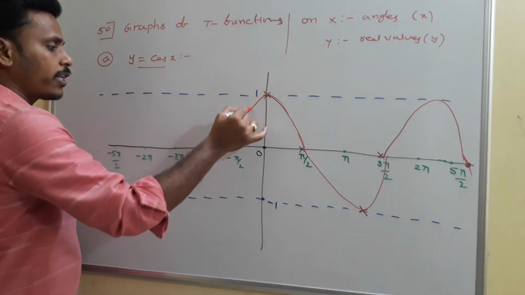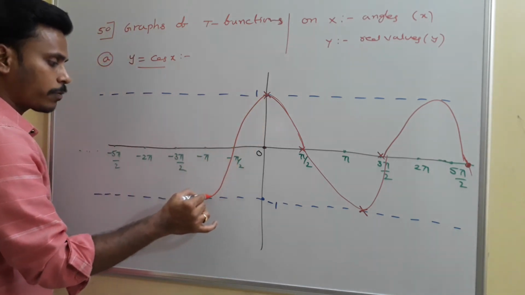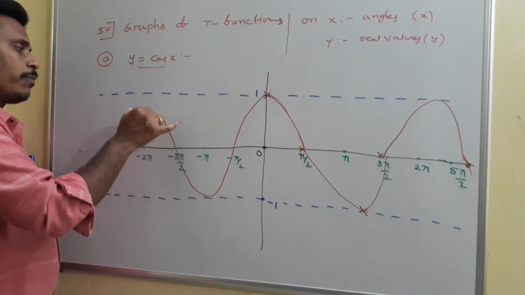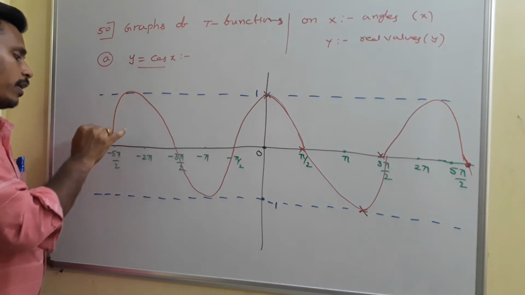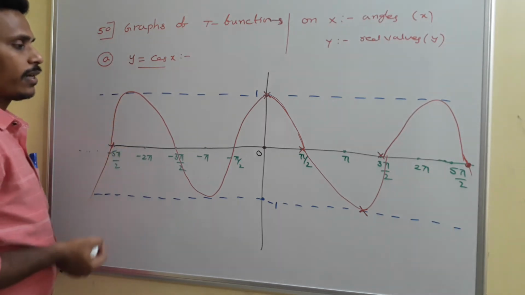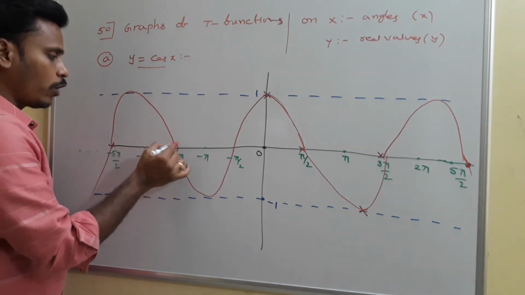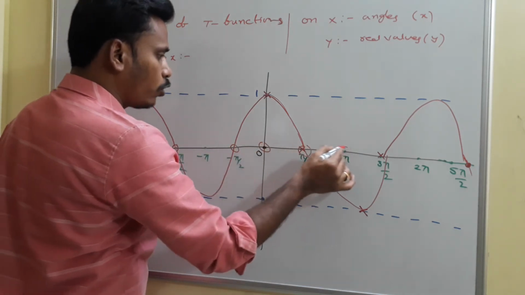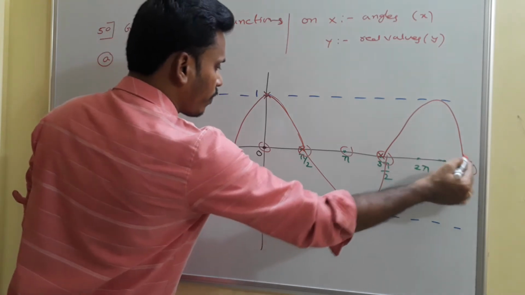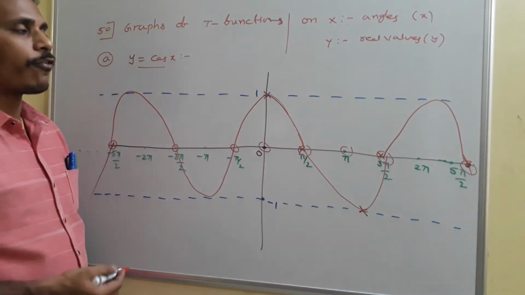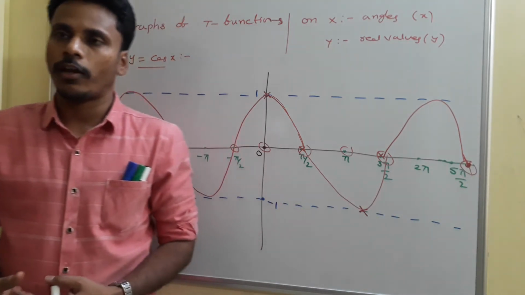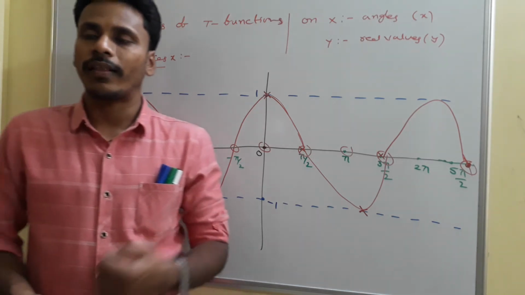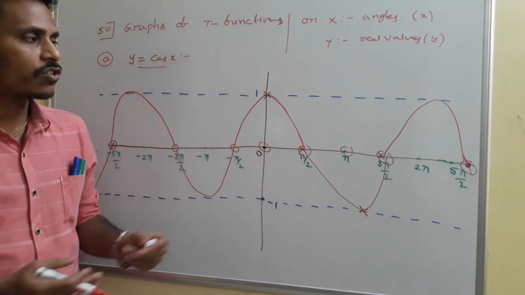Again, cos of minus pi by 2 is 0, cos of minus pi is minus 1, and then cos of minus 3 pi by 2, cos of 2 pi, and cos of minus 5 pi by 2, and the graph will be like this. Always you need to identify the cos values at these angles, and with those values it is a rough sketch of the graph. If you need to sketch the exact graph, go with a graph sheet. Take a graph sheet, indicate the angles, and then draw the graph. Now this is just a rough sketch.